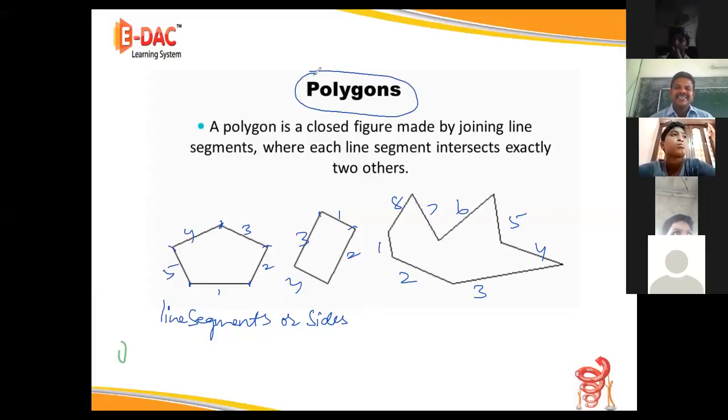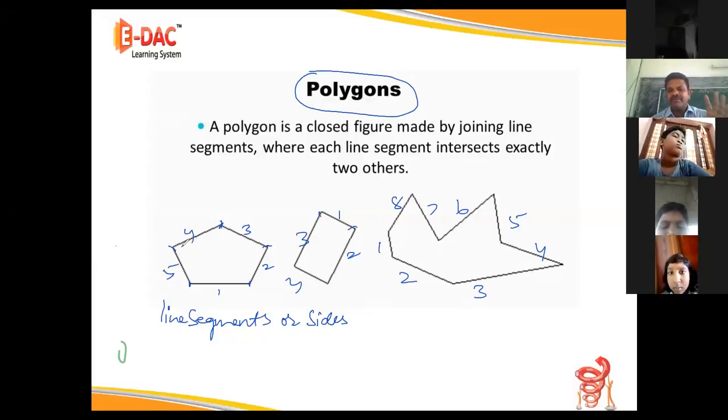Polygons. A polygon is a closed figure made by joining line segments. What is a polygon? It is a closed figure which is made by joining line segments where each line segment intersects exactly two others. Okay? All polygons are formed by line segments.